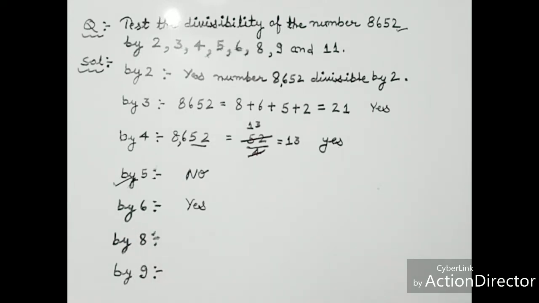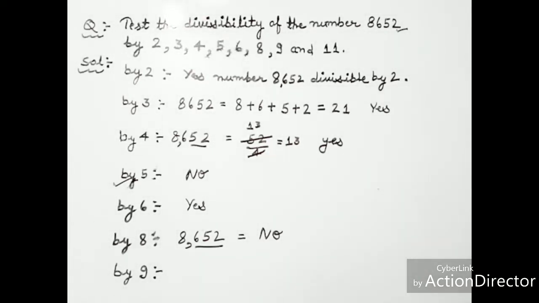Now divisibility by 8. The divisibility rule of 8 says that if the number formed by the last 3 digits is divisible by 8, then the whole number is divisible by 8. Here the last 3 digits of 8652, that is 652, are not divisible by 8. So we say that no, the number 8652 is not divisible by 8.